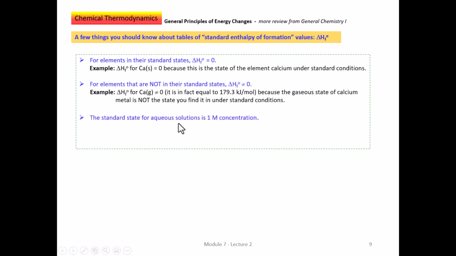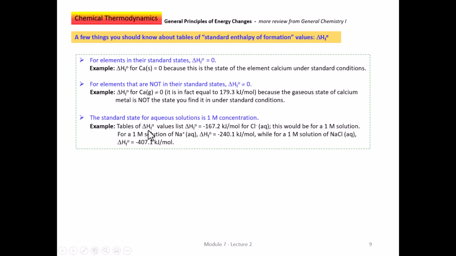The standard state for aqueous solutions is for aqueous solutions at 1 molar concentration. You'll find that tables of standard enthalpy of formation values will list a value, for example, of minus 167.2 kilojoules per mole for an aqueous solution of chloride. This would be for a 1 molar solution. For a 1 molar solution of sodium ion, you get a value, if you get the right table, of minus 240.1 kilojoules per mole. And not surprisingly, the value for a 1 molar solution of sodium chloride would be pretty close to the sum of those two numbers.